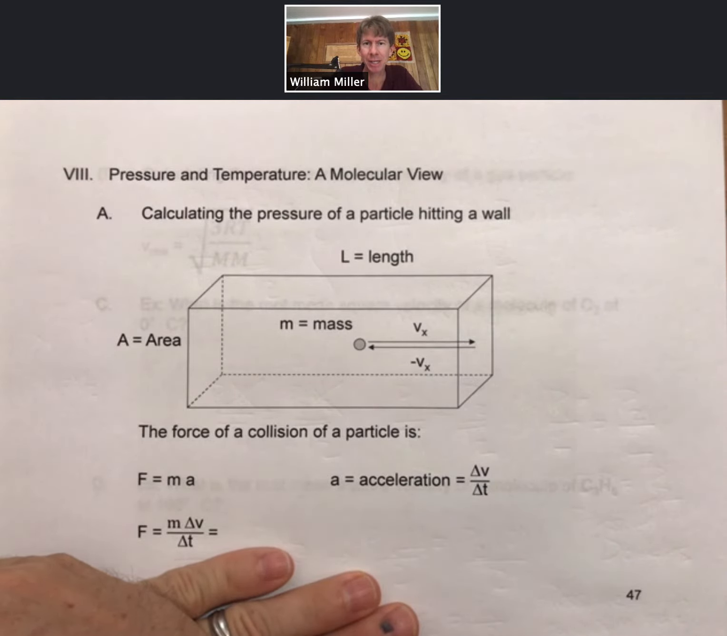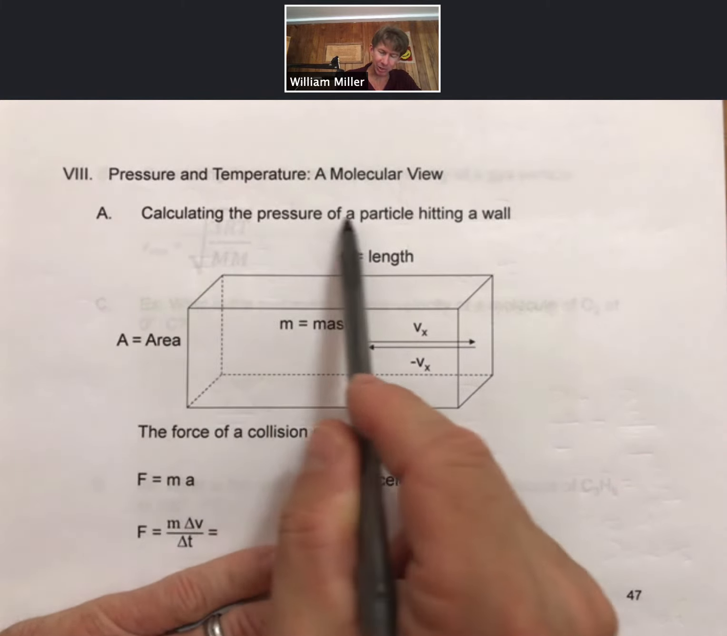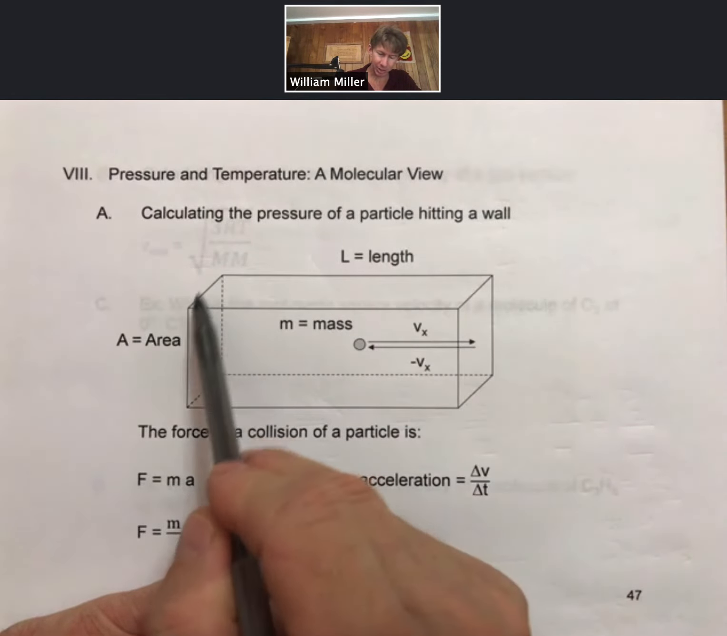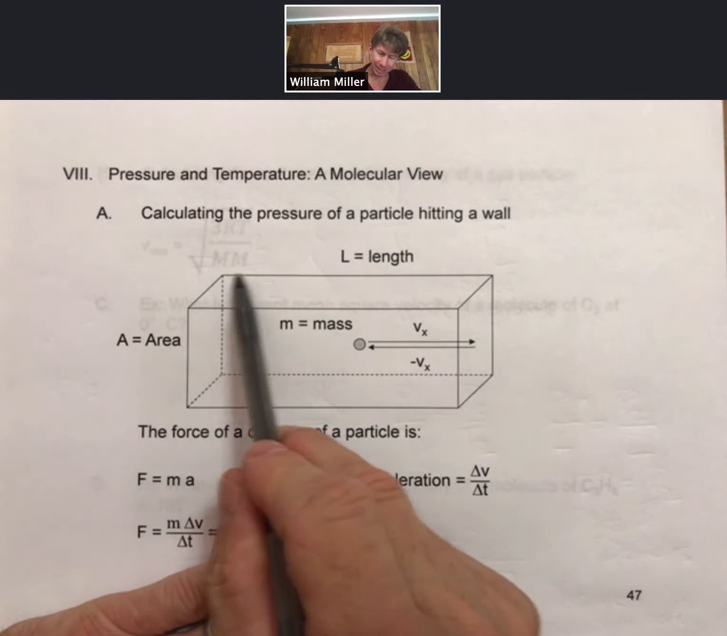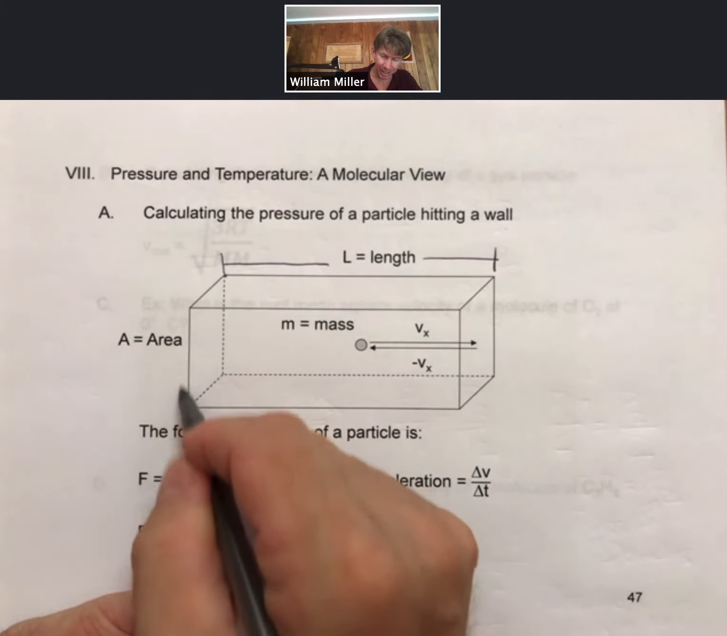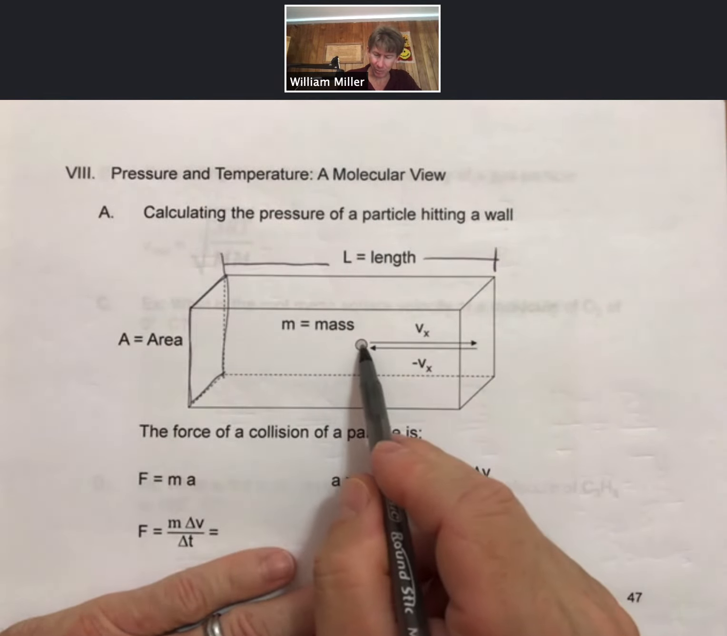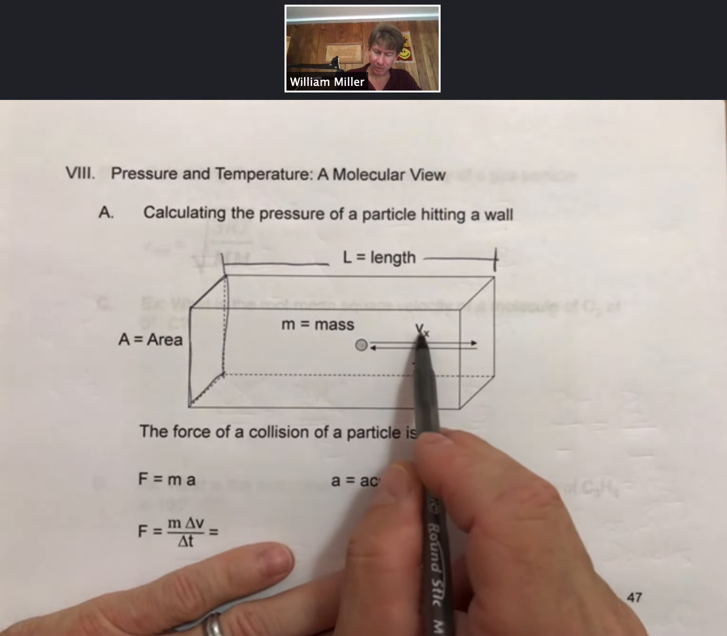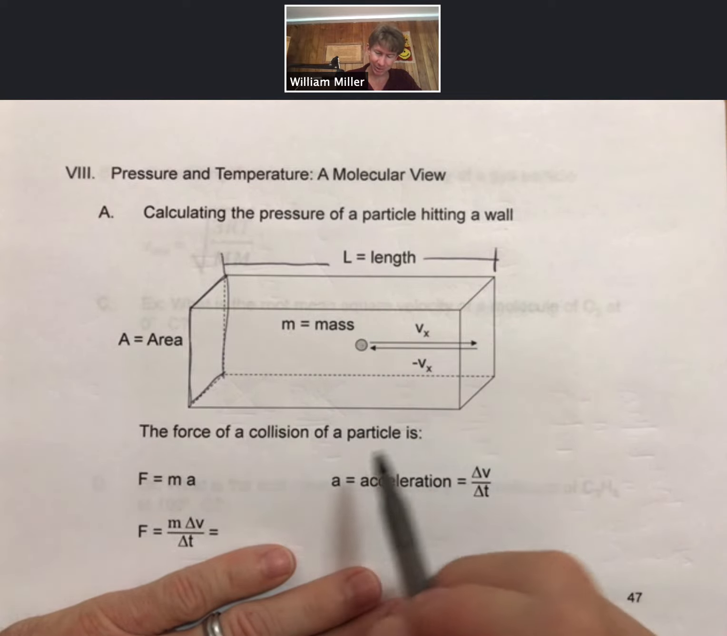for how you relate atomic or molecular or particle scale properties to variables that we can measure macroscopically in our everyday lives. To do that, we're going to calculate the pressure of a particle hitting a wall, and we're going to do it for one particle in a box, and the box has length L. It has area A on this end, and we have one particle with mass m, and that particle is moving in the x direction with a velocity v sub x. So this is the x direction.